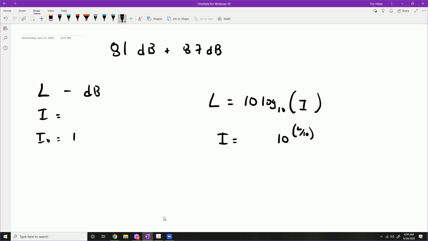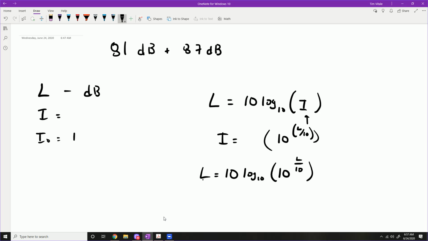So if I plug this in for I here, what I get is 10 log base 10 times 10 to the L over 10. So what this will do is it'll basically just spit back out a number. Like if you have L and L, it'll just tell you what that L will be. For example, if I put 81 here, the answer would be 81 over here for L.